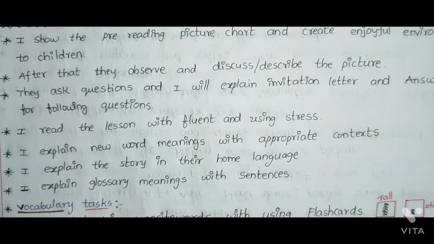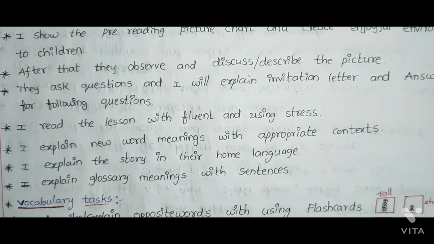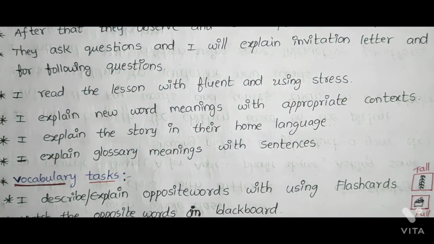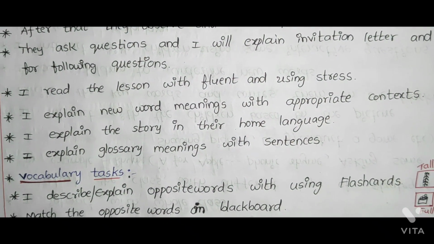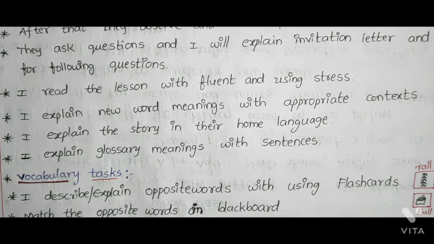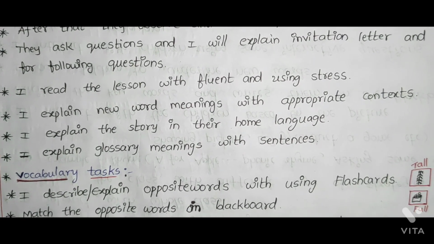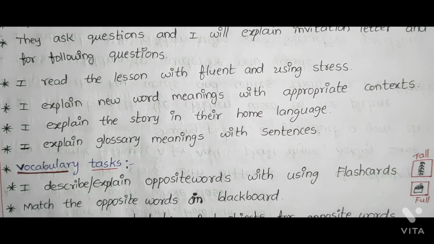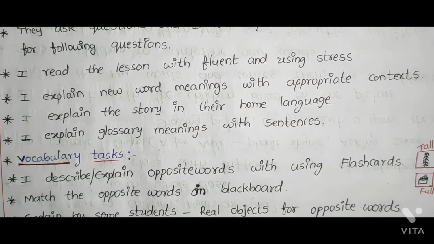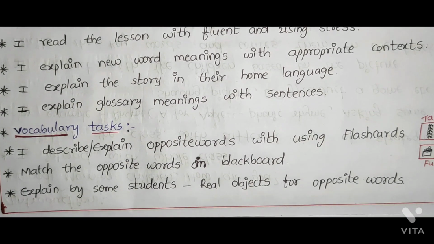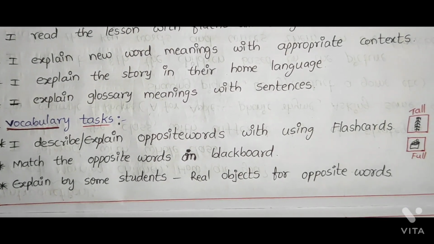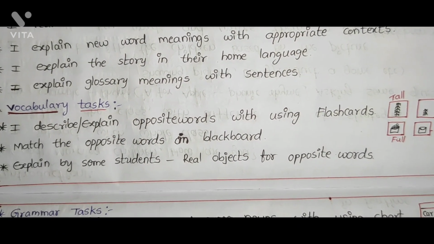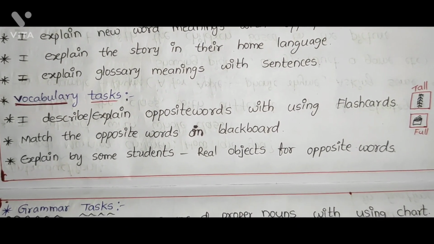Next, activities and experiences process. I show the pre-reading picture chart and create an enjoyable environment for children. After that, they observe and describe the picture. They ask questions and I explain the invitation letter and answer the following questions. I read the lesson fluently and using stress. I explain new word meanings with appropriate contexts. I explain the story in their home language. I explain glossary meanings with sentences.